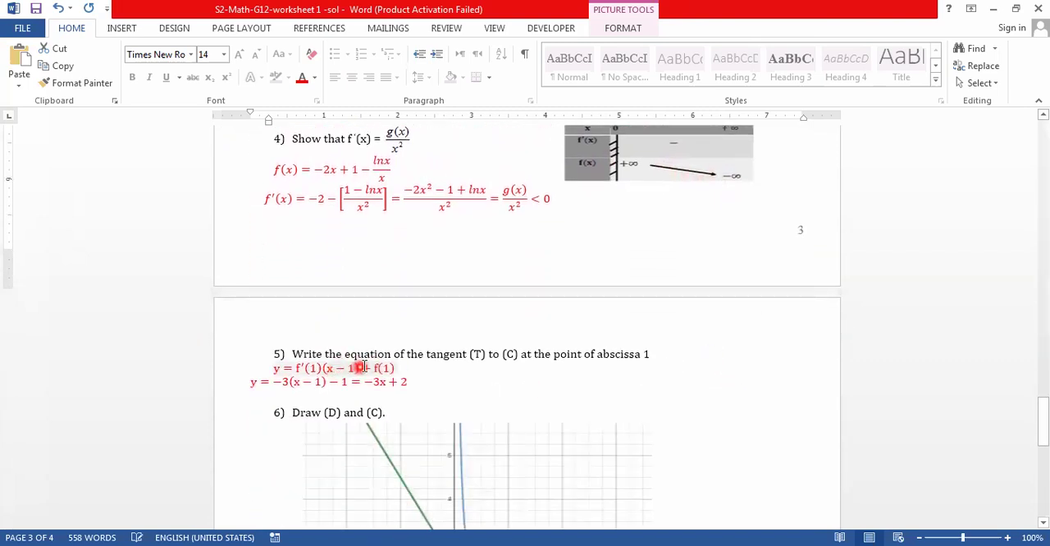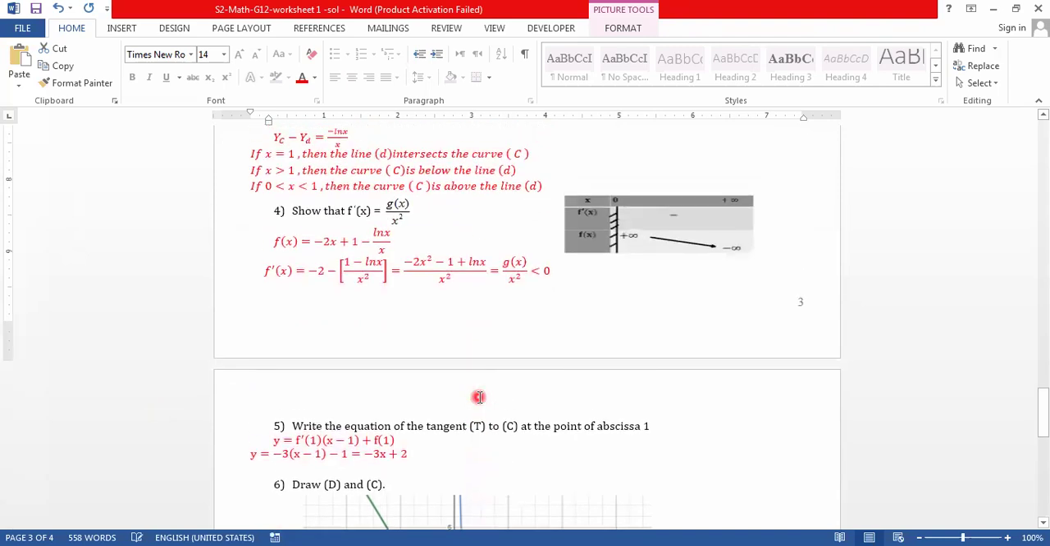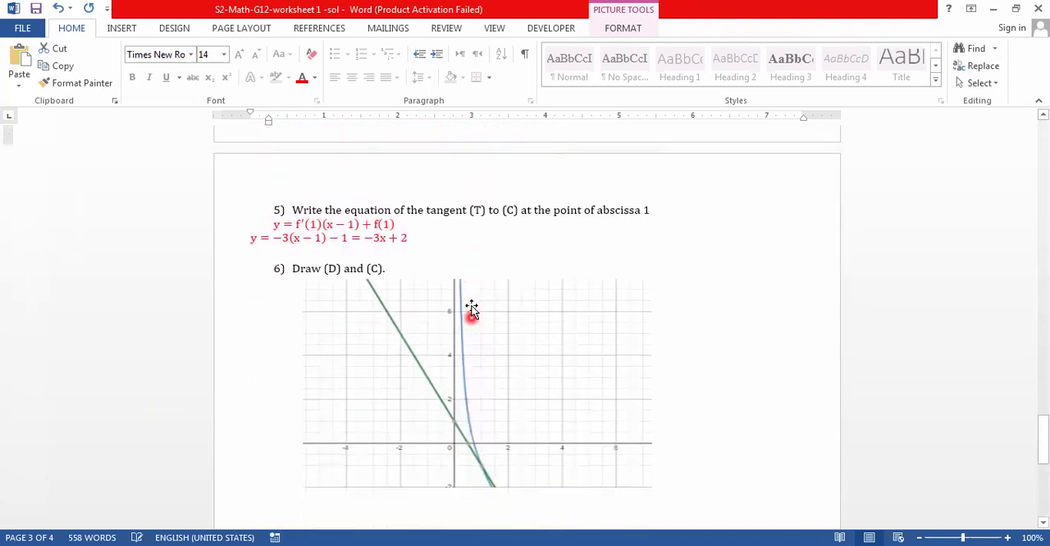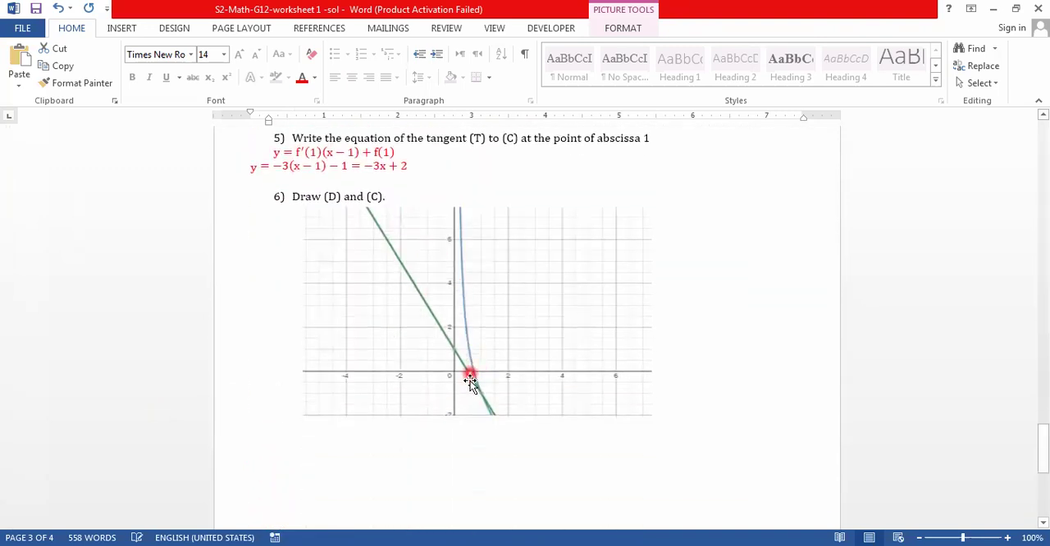Now you are asked to write the equation of the tangent. Again, it's y equals f prime of 1 times x minus 1 plus f of 1. But this time we are able to calculate it because we already have the derivative. So, do you still remember the relative position between 0 and 1? We said that the curve is above the line. It cuts the line at 1, and then it goes downward, which means below the asymptote.